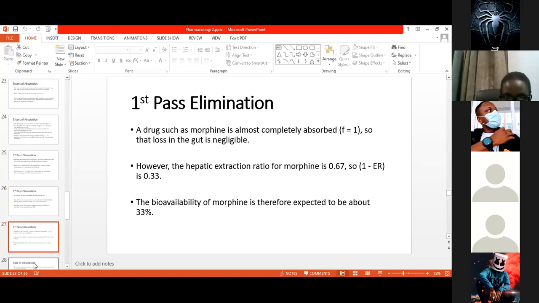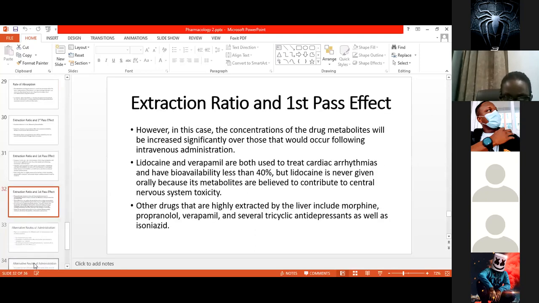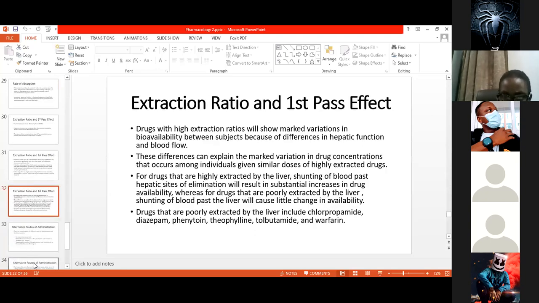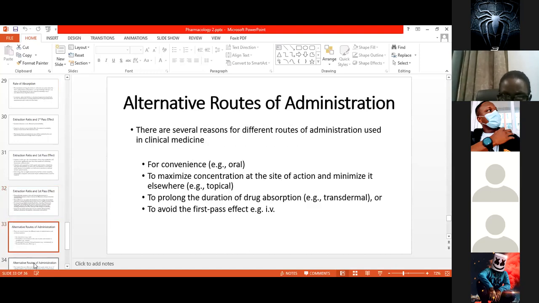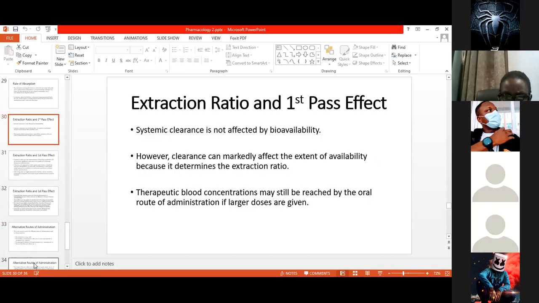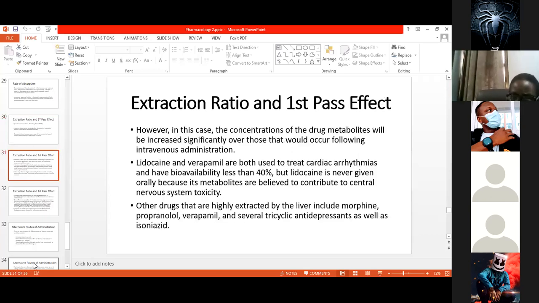The first pass effect, it's the same thing. The first pass effect has to do with the effect of that elimination on the bioavailability of the medication.